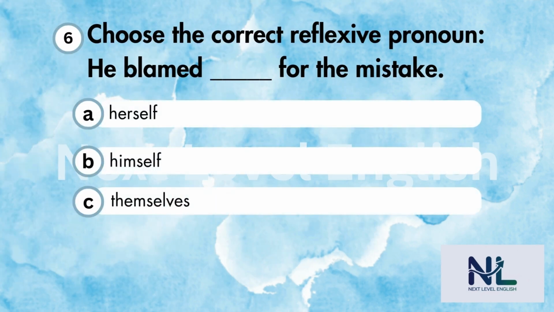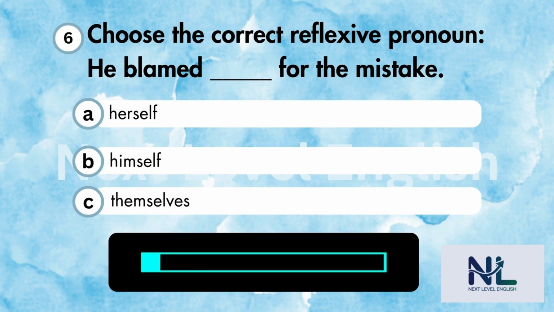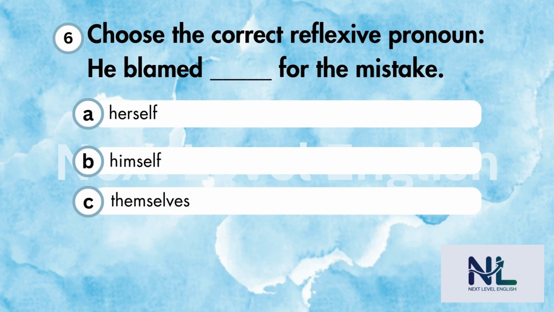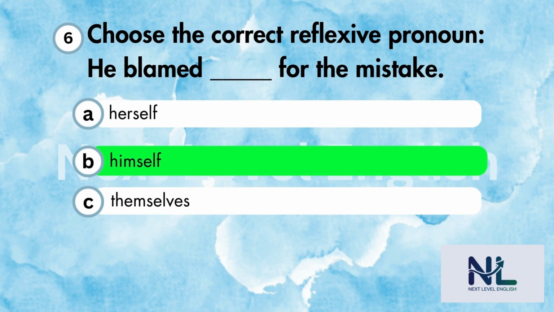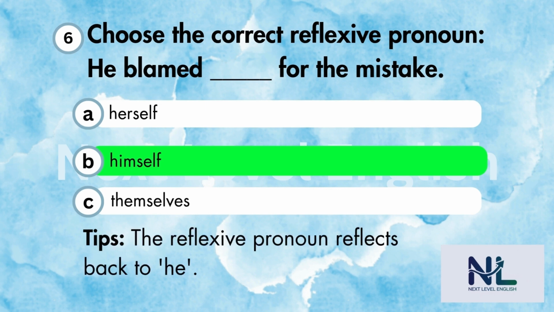6. Choose the correct reflexive pronoun. He blamed for the mistake. Himself. Tips: the reflexive pronoun reflects back to he.